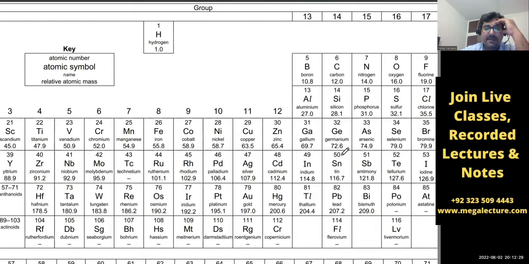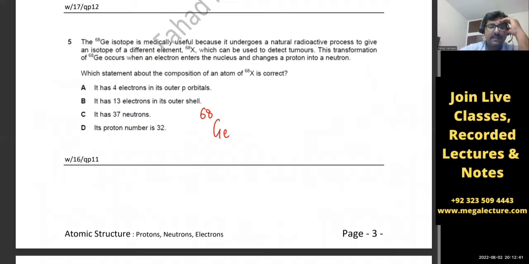Remember this number changes. You have isotopes, right? So he's talking about a radioactive isotope, which is 68. The proton number for germanium is always fixed. It's 32 given over here. So if it's 32, right? And he says that it changes, it undergoes a radioactive process to give an isotope of a different element, where it's X and it's 68.